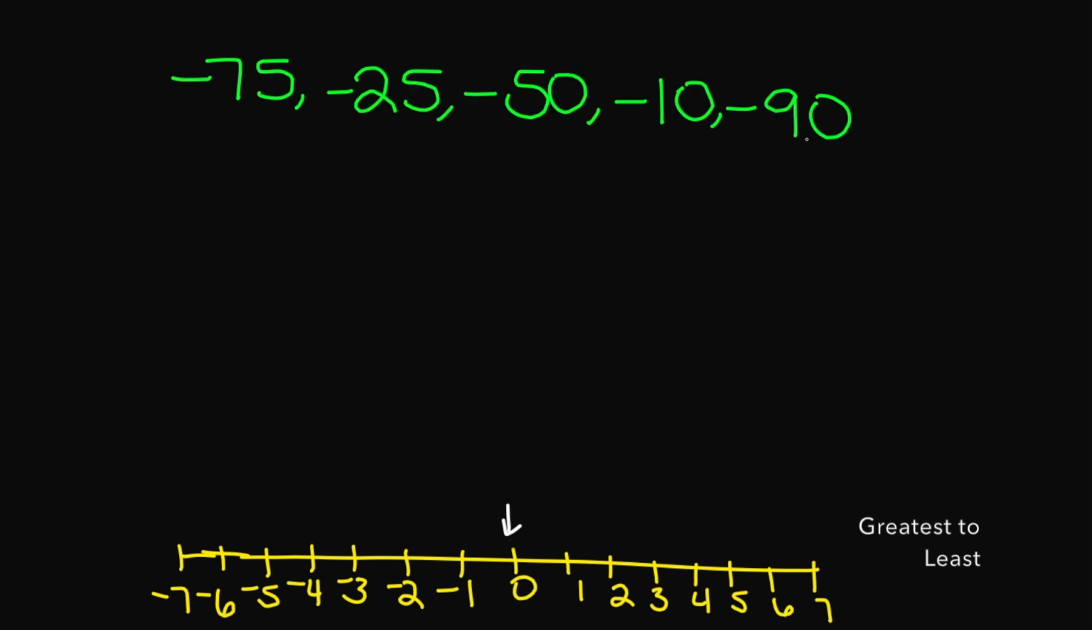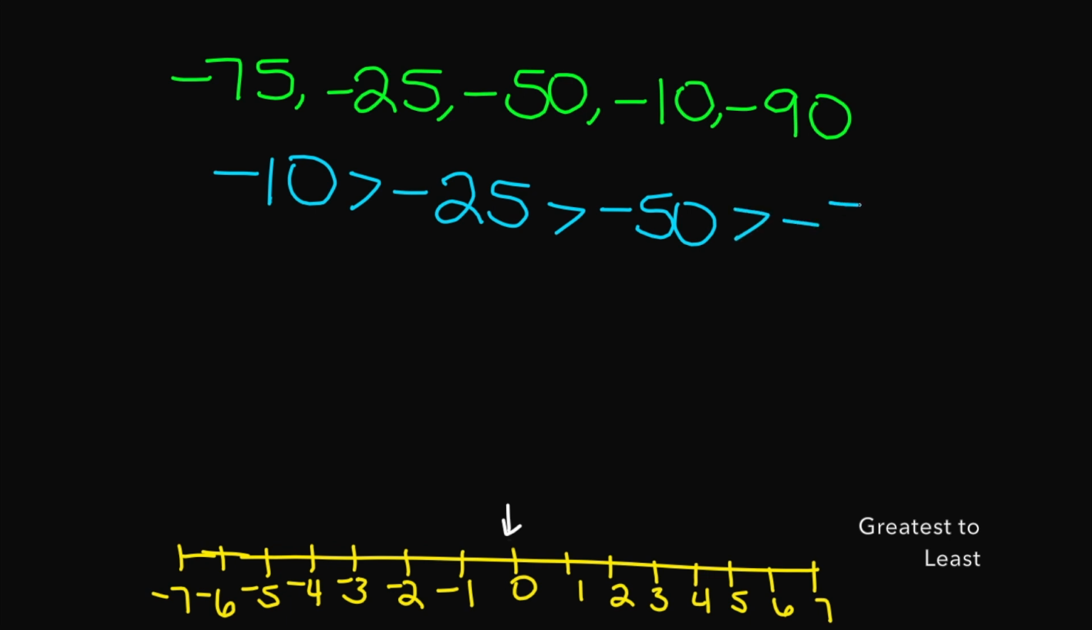-75, -25, -50, -10, and -90. The largest number here in this set is going to be -10. So -10 is greater than -25. -25 is greater than -50. -50 is greater than -75. And then -75 is greater than -90.